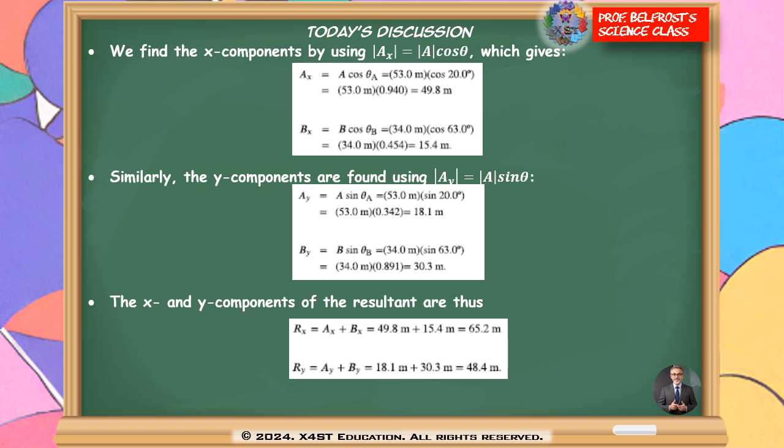break it down. We find Ax and Bx using Ax is A cos theta and Bx is B cos theta, and we find Ay and By using the formulas Ay is A sin theta and By is B sin theta. Then we add up the corresponding vectors on the same axis, so Rx is the sum of Ax and Bx and Ry is the sum of Ay and By. For Rx we obtain 65.2 meters and for Ry we obtain 48.4 meters.